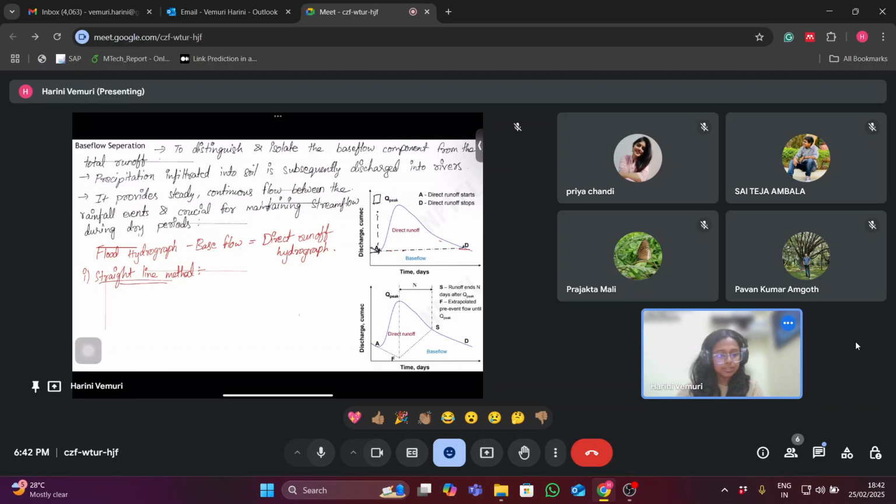In this straight line method, we join the start of the rising limb, point A, and the end of the recession limb, point D. The line joining these two will give us the volume of base flow. So this area will give us the base flow volume. Since we know these two points A and D, we estimate the slope value, and using the slope we calculate the ordinates of the base flow. Then by subtracting the base flow values from the flood hydrograph, we get the direct runoff hydrograph. I hope the first method is clear.